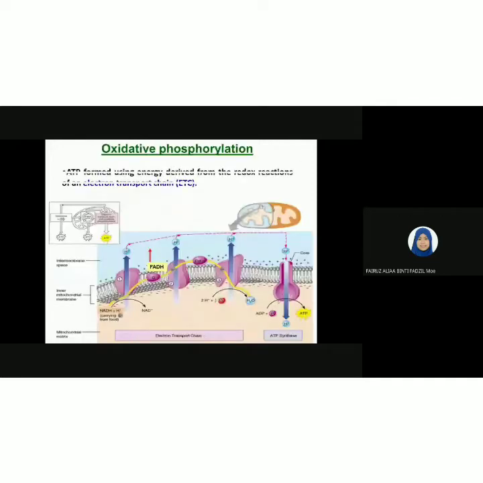Oxidative phosphorylation is ATP formed using energy derived from the redox reactions of an electron transport chain. Oxidative here is referring to the redox reaction. If you remember, a redox reaction involves the processes of oxidation and reduction. Oxidation means the molecule gives out or donates its electron. Reduction means the molecule accepts the electrons. And this happens at the electron transport chain.